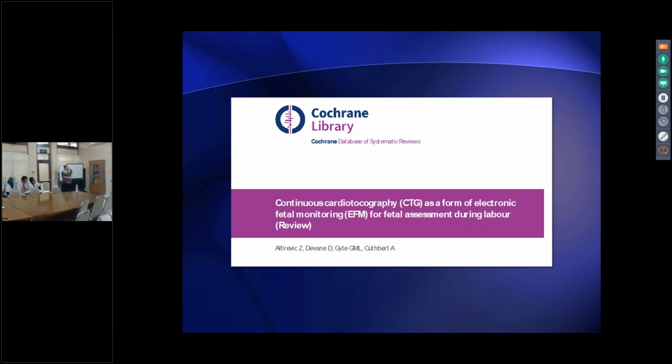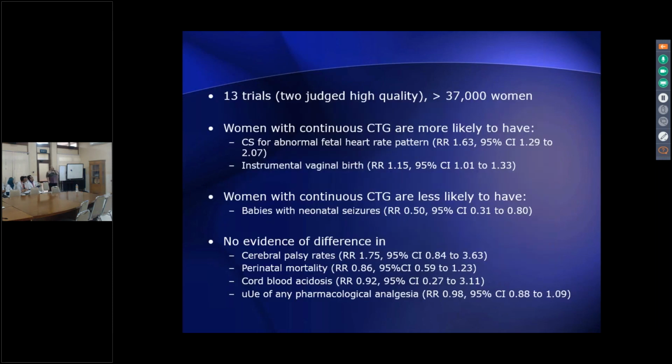So what do we find? Well, with 13 trials, 2 of which were judged to be the highest quality, but quite a lot of women, 37,000 women combined. And we found that women with a continuous CTG, overall, across all the studies now, they're more likely to have a cesarean section for abnormal fetal heart rate pattern. And they're more likely to have an instrumental vaginal delivery. So they're 65% more likely to have a cesarean section and about 30% more likely to have an instrumental vaginal birth.